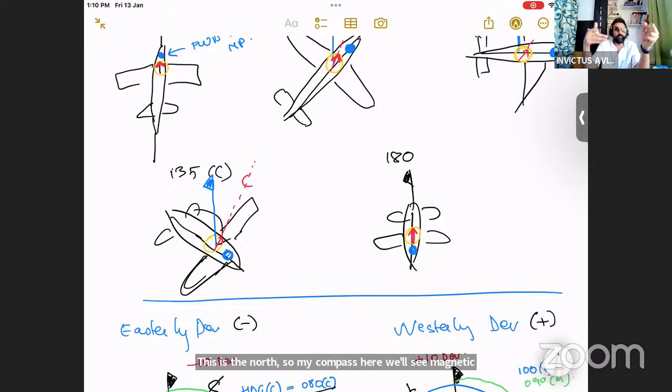So 180 and 000, both headings will not have much deviation because of vertical soft iron magnetism, because they are aligning with the magnetic meridian. Remember, the north-seeking pole will always point towards the magnetic north. Only between 0 to 90, it increases. From 90 to 180, it will further decrease again. So this is a key point for you to understand carefully, students.